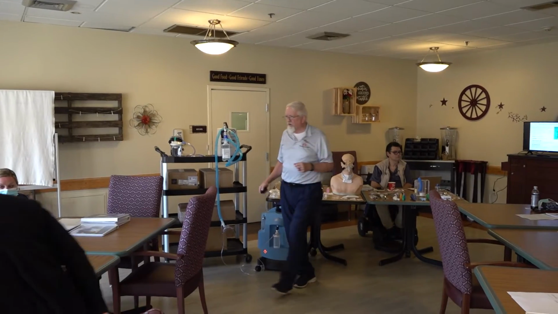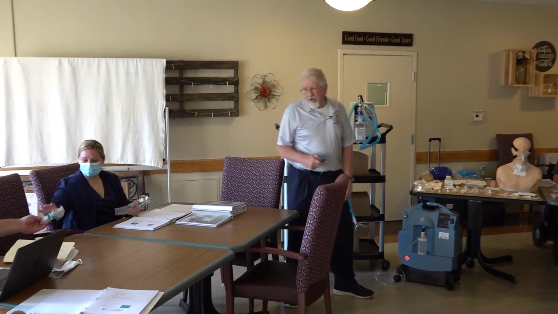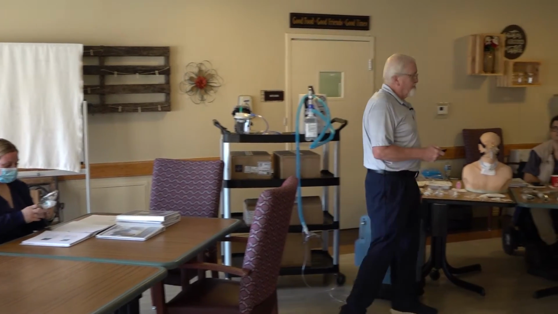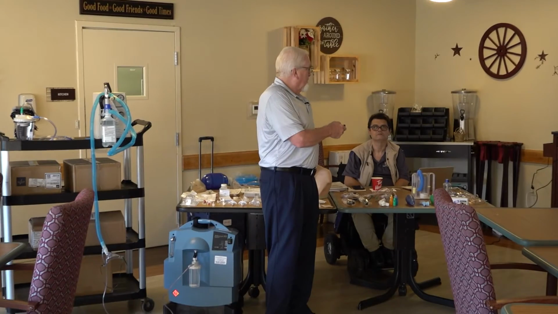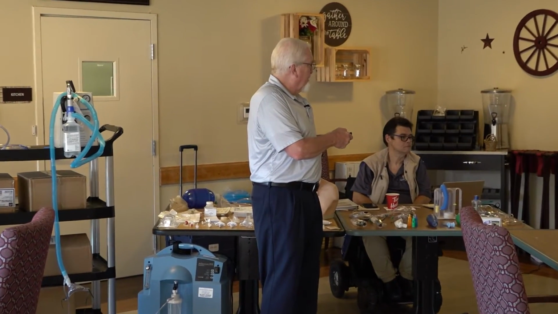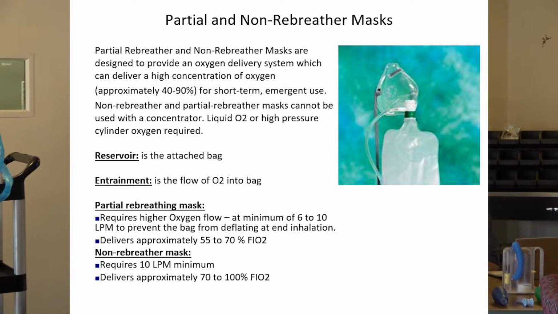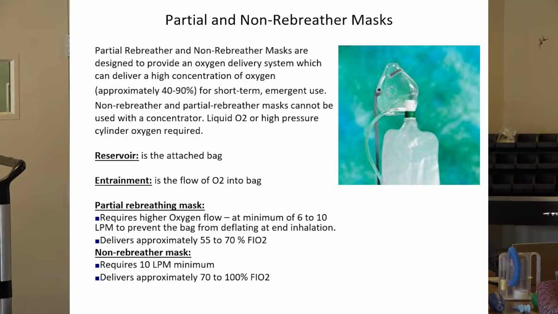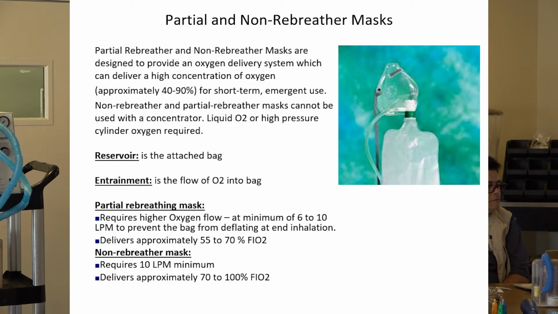Again, the one rubber tab is going to be your partial rebreather, and a little rubber tab on both sides is going to be your non-rebreather. On your PowerPoint slide, you'll see where your liter flows, 6 to 10 for the partial, and 10 or wide open for the non-rebreather.